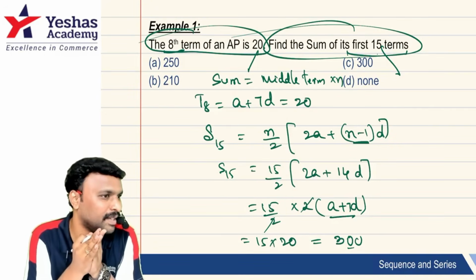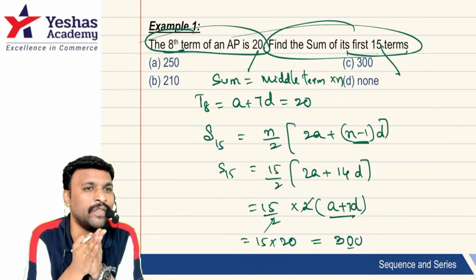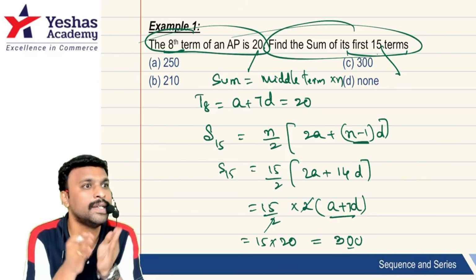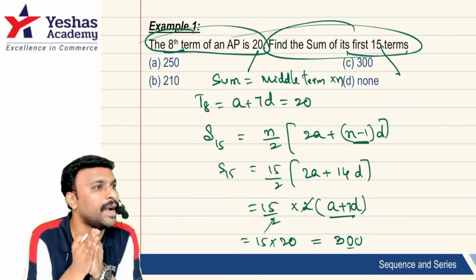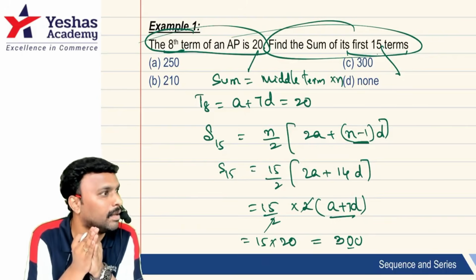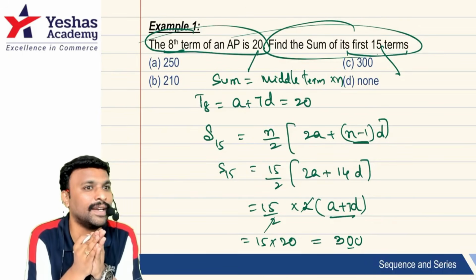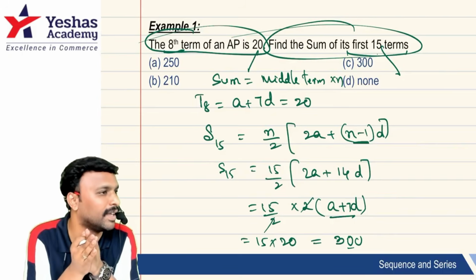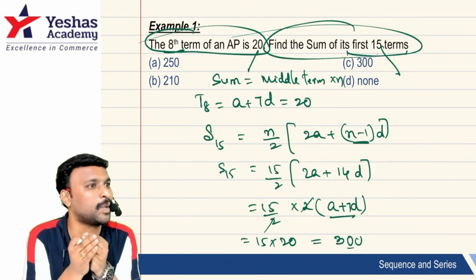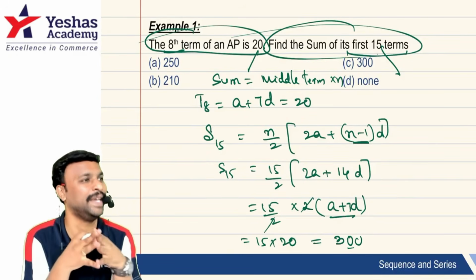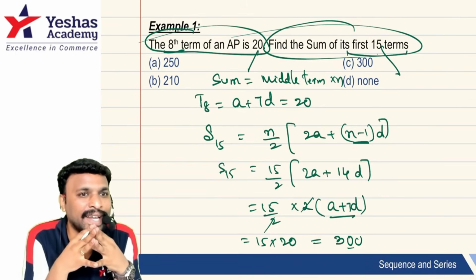Middle term concept. What's the middle term of an AP also called as? What is the middle term of an AP also called as? Arith... Then what does arithmetic mean? Arithmetic mean, it is not median. Of course, here it becomes the median. But the middle term of an AP is called as what? Arithmetic mean. You getting it?